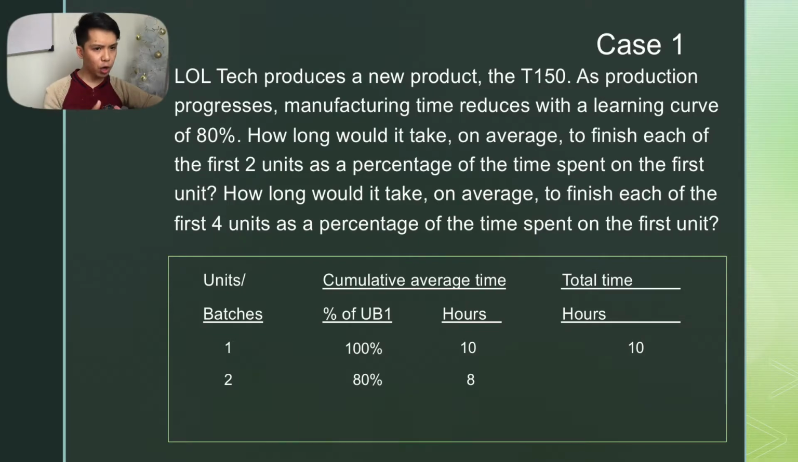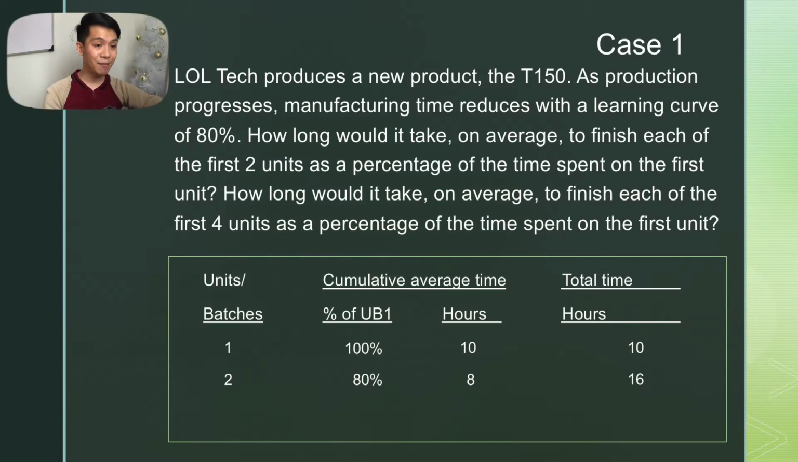Now, if we're going to talk about the total time needed in order to complete the first 2 units, what we need to do is to just double 8, considering there are 2 units. 2 times 8, that would be 16. So in answering the question, the correct answer is 8.